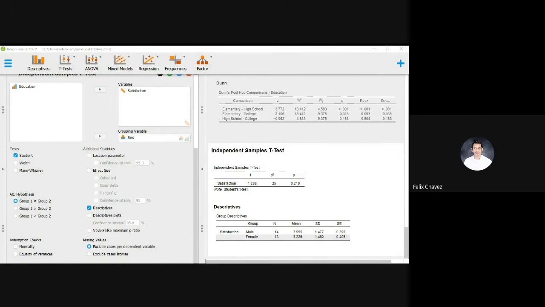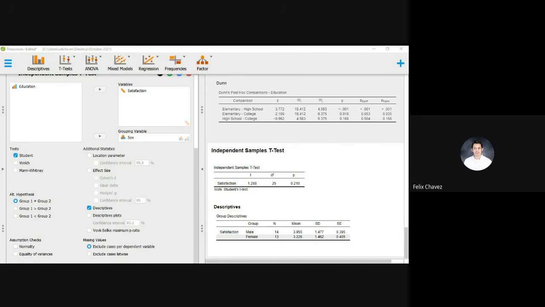You have to look at the p-value, or the p. If the p-value is above 0.05, then it is not significant. They are not significantly different. If the p-value is less than or equal to 0.05, then there is a significant difference.